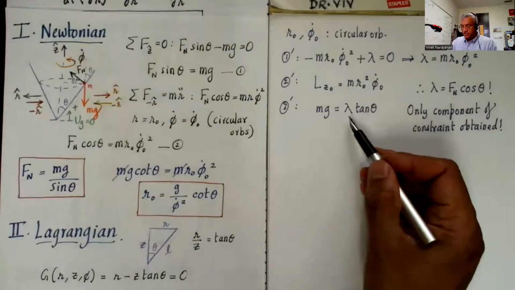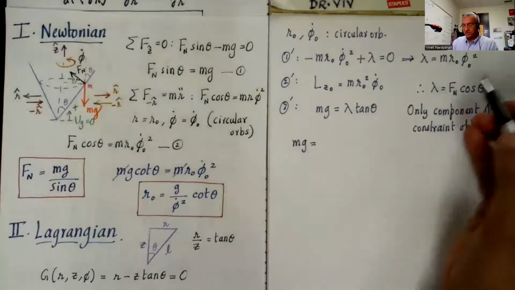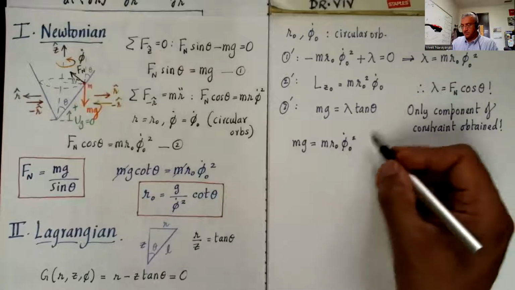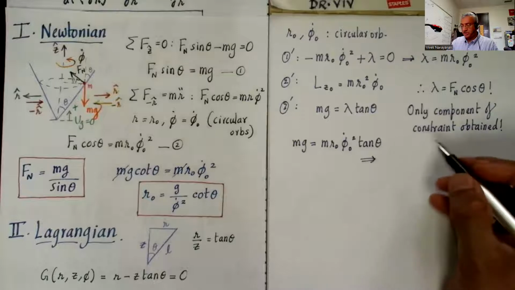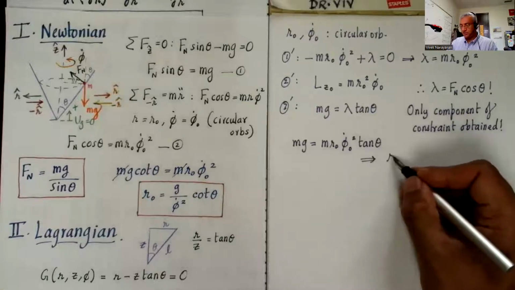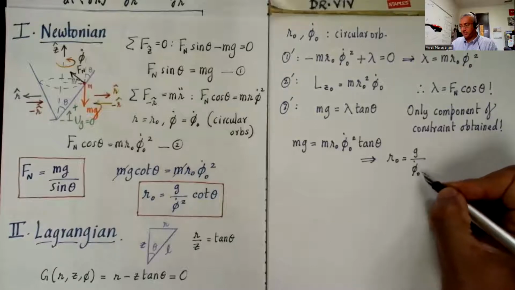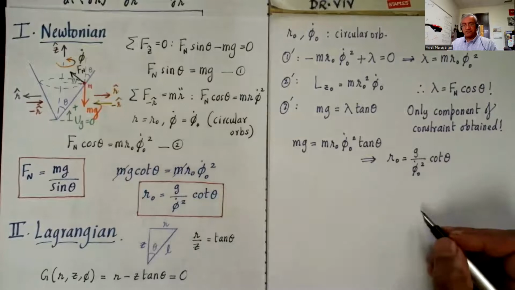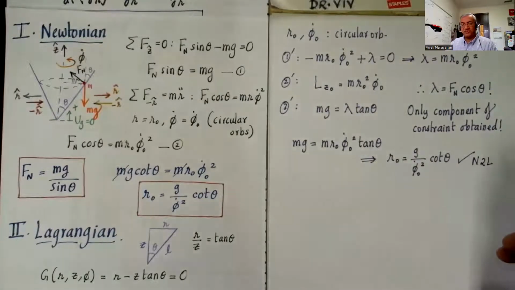Let's come back to that. Right now, let's focus on this. I get mg equals lambda, which is equal to that. So I get m r naught phi dot naught squared times tan theta. And that immediately, upon cancellation of m's, gives me the criterion for the radius of the circular orbit, given by this equation. And it's the same as the Newtonian second law. So it agrees with the Newtonian second law. There, you only get a component of a constraint.